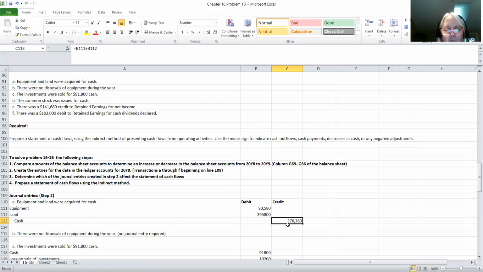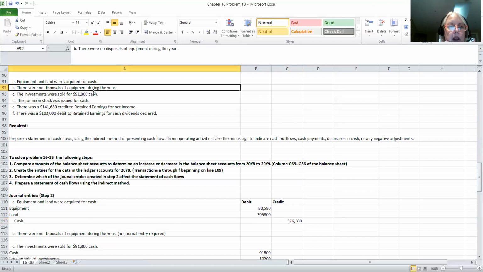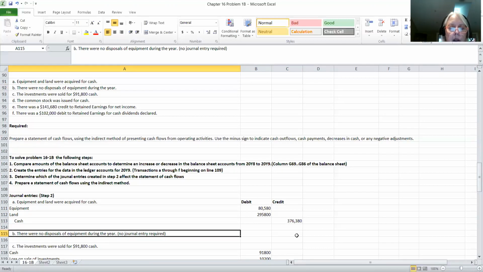But before we can do that, we've got to analyze all these transactions. Notice in the B part, they're telling you that there were no disposals of equipment during the year. Since we haven't discarded any of our equipment, there's no journal entry that would be required to determine whether cash was affected or not in that transaction. So there's no journal entry for Part B.